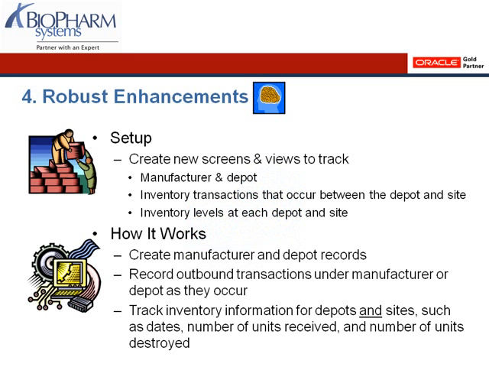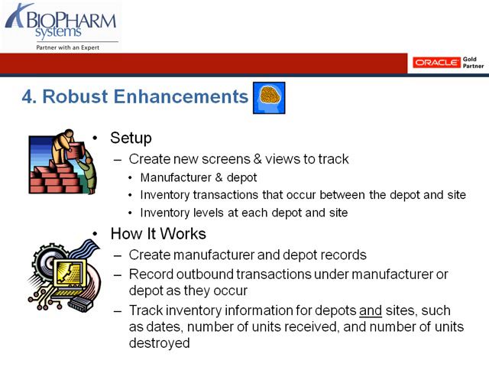And also I can make transactions between those inventory locations. So whether it's a depot to the site or a manufacturer to the depot or one depot to another depot, I can actually make those inventory transactions, and again, it will calculate what my inventory levels are at each of those locations. So how does it work?